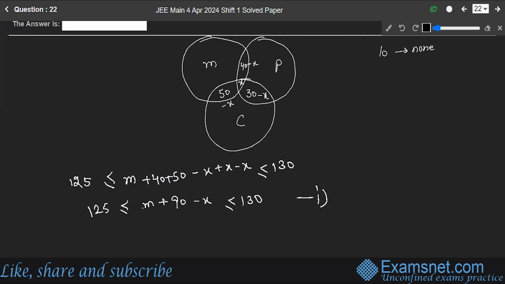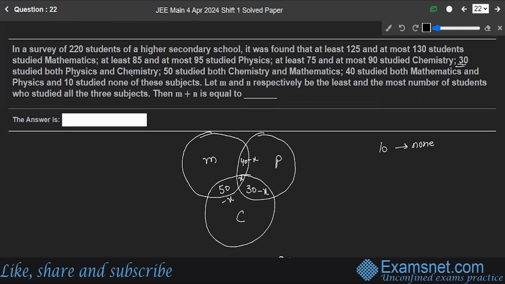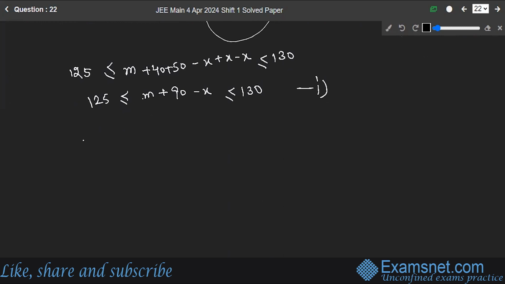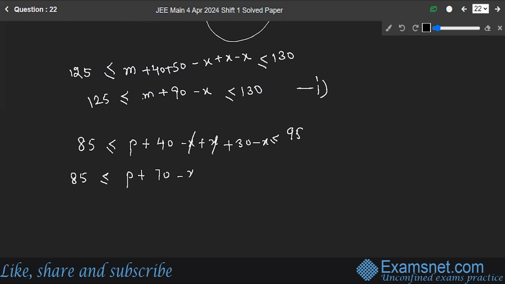Now let's move towards the physics. In physics, it is saying at least 85 and at most 95. So 85 less than or equal to P plus 40 minus X plus X plus 30 minus X less than or equal to 95. So 85 less than or equal to P plus 70, because this will cancel, minus X less than or equal to 95. Let's say this is equation 2.